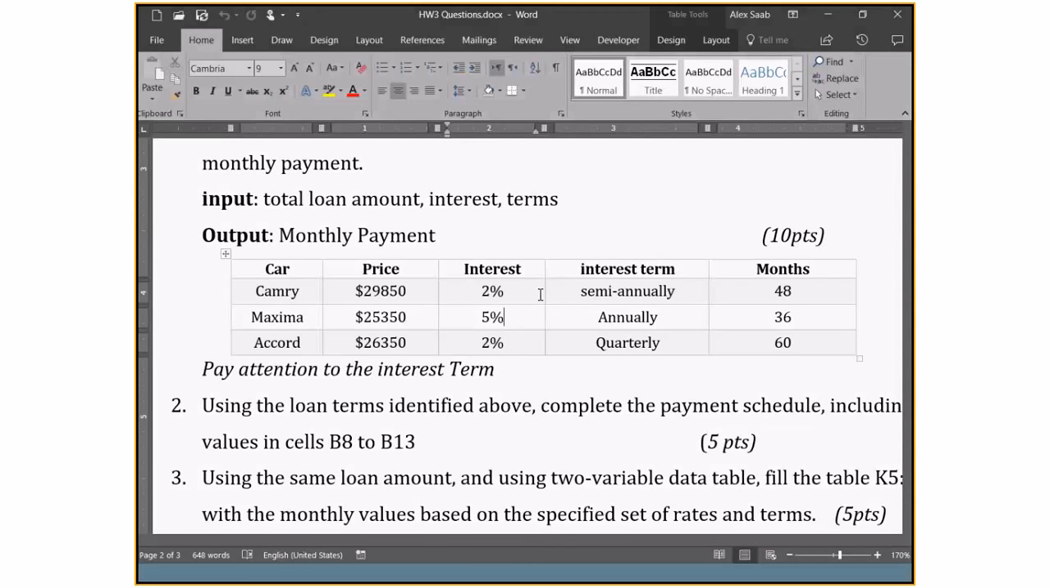Okay, I'll look into that. Yeah, I thought that's how it was, but no. Yeah, right, and also I saw that the PMT is not the payment per month, it's payment per term.